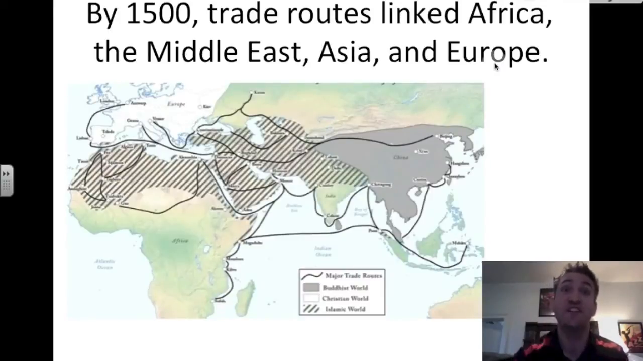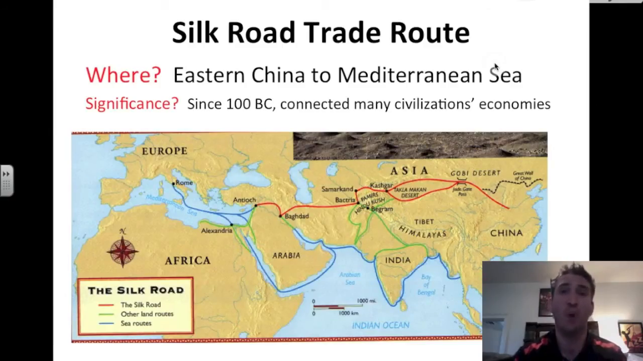So it's 1500. We're now going to show you the different routes in place. And the most important of those routes was the Silk Road trade route. Where was the Silk Road trade route? Well, it started in eastern China, and the red line is the route, and it winds its way in Central Asia all the way to the Middle East. You see Baghdad, a city in Iraq, and it eventually hits the Mediterranean Sea.